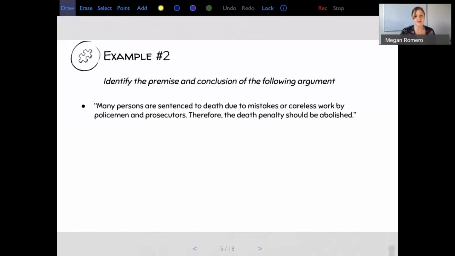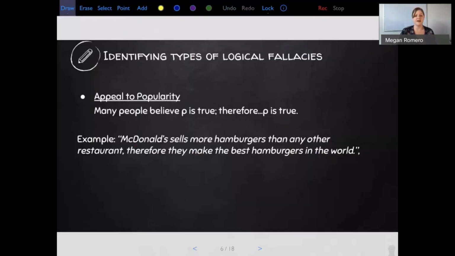Example 2. Identify the premise and conclusion of the following argument. Many persons are sentenced to death due to mistakes or careless work by policemen and prosecutors. Therefore, the death penalty should be abolished. Usually what follows therefore is the conclusion. Okay, and what's supporting that in this case is that many persons are sentenced to death due to mistakes or careless work by policemen and prosecutors. So that is the premise. Okay, so logic has a set of facts and assumptions that are supporting the conclusion. Next, we'll identify types of logical fallacies.